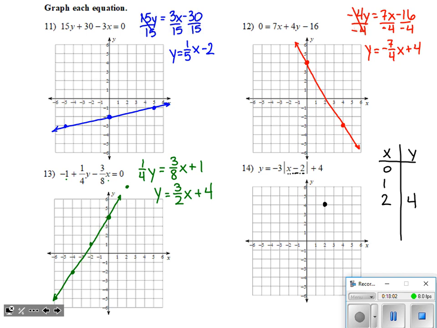Let's fill in the rest of our table with a couple points on either side, just to plot some more points and see this graph fully. If I plug in a 1, -3 times, let's see, absolute value of 1 minus 2, that's -3 times 1 plus 4. So 1 there. And if I plug in a 3, the same thing will happen because that absolute value doesn't care if it's 1 or -1 inside, it will still output a 1. I'll get the same output when I plug in an x value of 3. There's wonderful symmetry here with our absolute value functions.